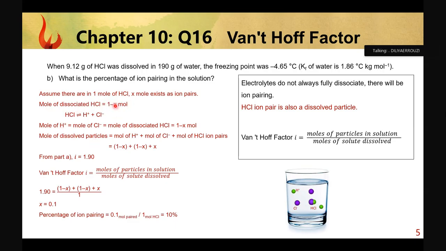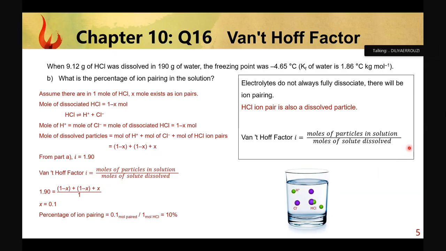Then from the equation, we know the moles of hydrogen ion and fluoride ion are each 1 minus x mole. So the total dissolved particles are the 3 of them combined: hydrogen ion, fluoride ion, and the hydrogen fluoride ion pair. So this is the equation. And from part A, we calculated that the factor for the question is 1.9.